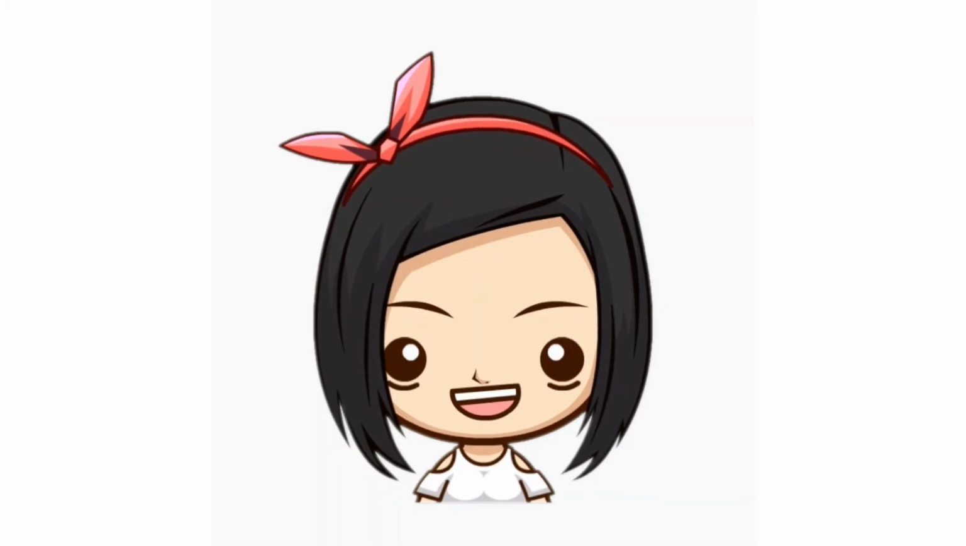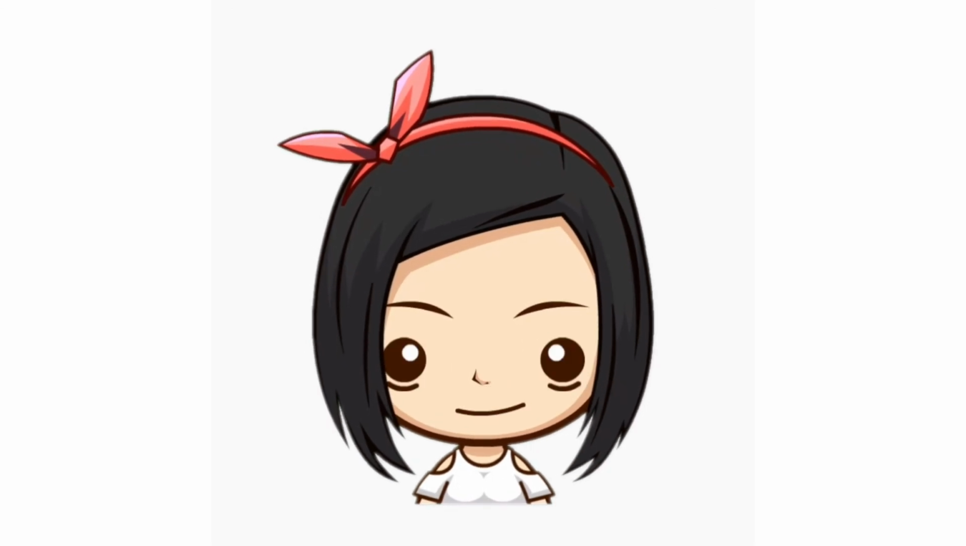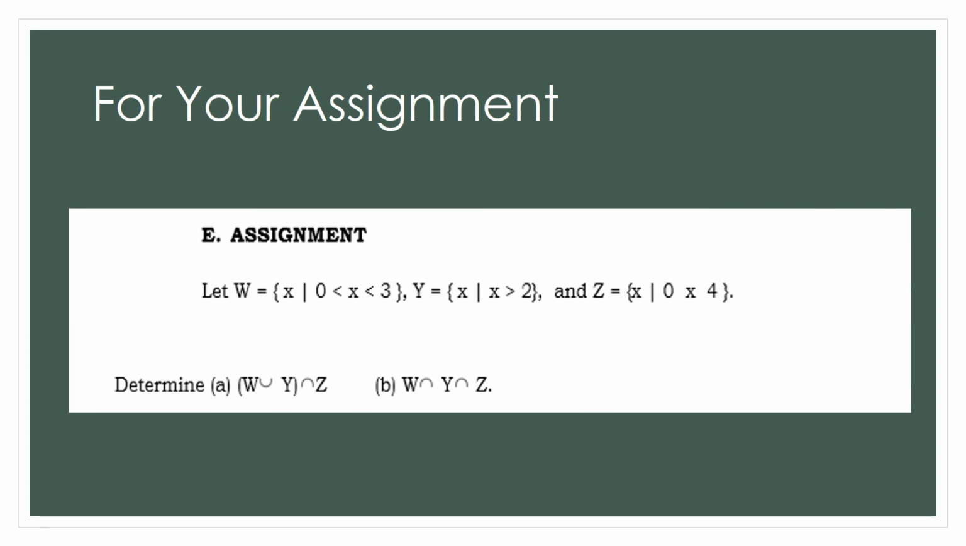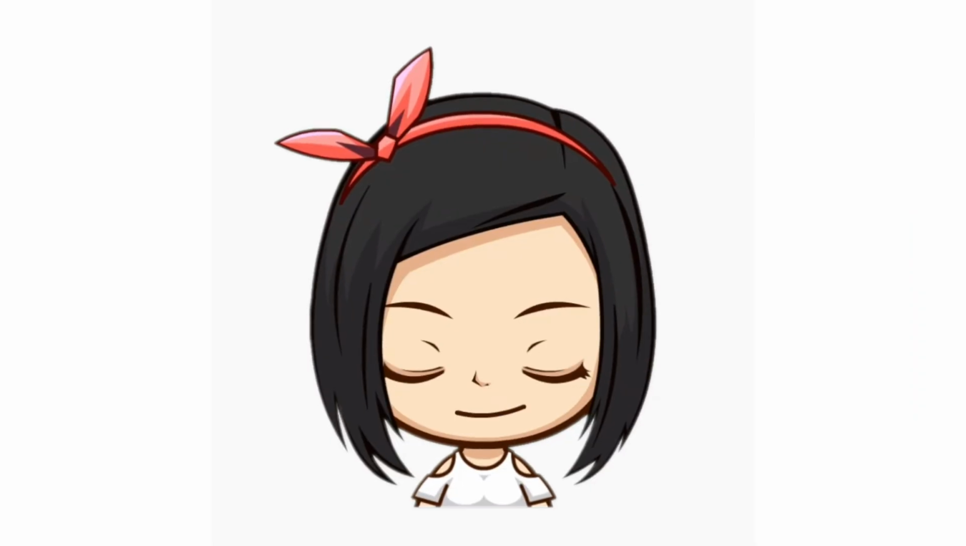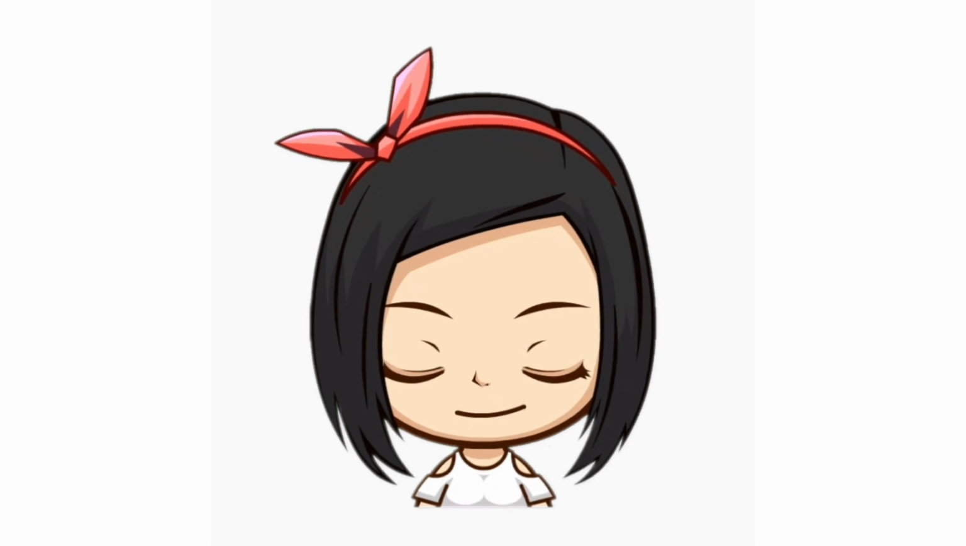I will give you an assignment for you to practice at home. This is only 2 items. But you are the ones who are going to identify the sets or the elements found in the sets. And then afterwards, you are going to union the 2 sets and find their intersection. Okay? Any questions? Any clarifications?